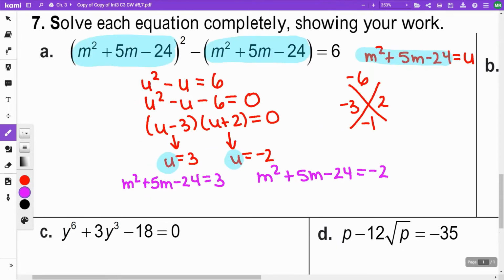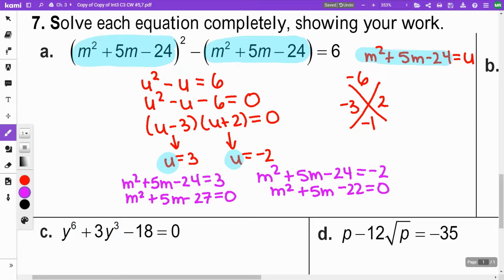And these are two quadratics. Remember I said we need to know how to solve quadratics because most of our problems down the road are going to end up being quadratics. Here it is. Okay, we've got quadratics everywhere on this problem. So I'm going to minus 3, and I'm going to get m squared plus 5m minus 27 is equal to 0. For this one, I'm going to get m squared plus 5m, when I add 2, I am going to end up getting a negative 22 equal 0.